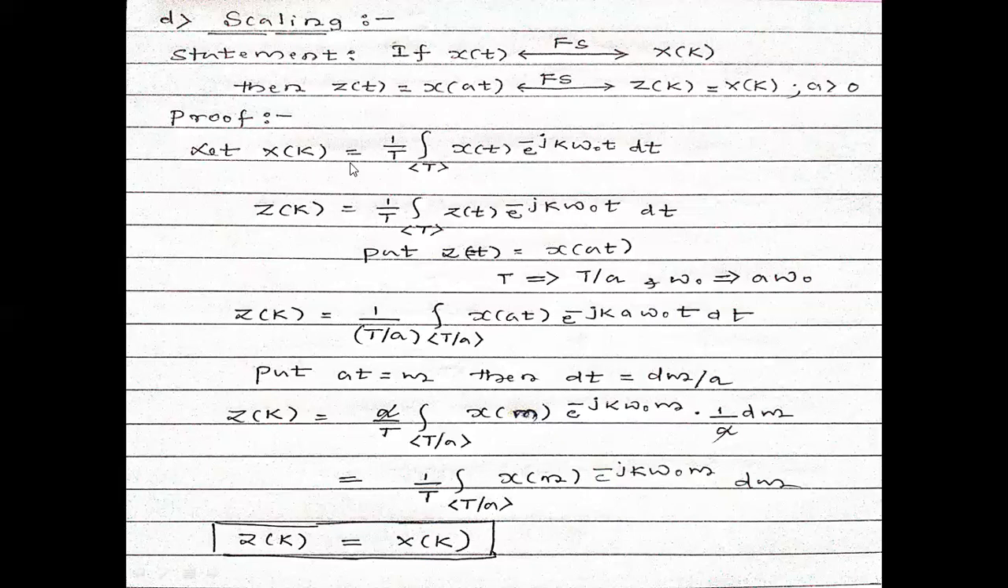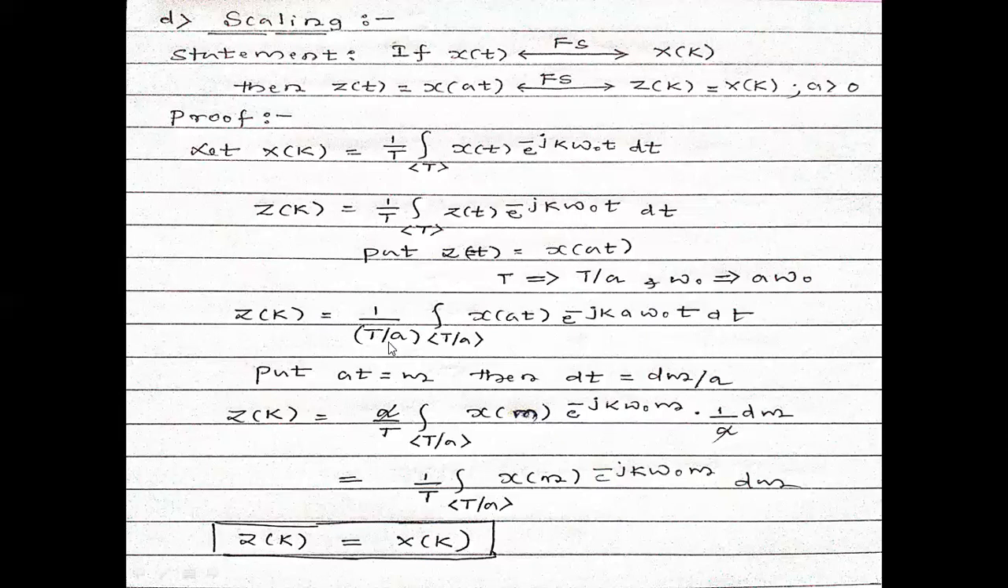X of k is equal to, this is the basic definition, and the output Z of k in terms of z of t, where z of t is x of a into t, right? So you have to remember two things. After scaling the input signal, the fundamental period T becomes T divided by a, where a is the scaling value, and the fundamental frequency omega naught becomes a into omega naught. These are the two important points you have to remember. Whenever you scale the signal by any value, the fundamental period of the scaled input signal becomes T by a, and the frequency becomes a into omega naught.